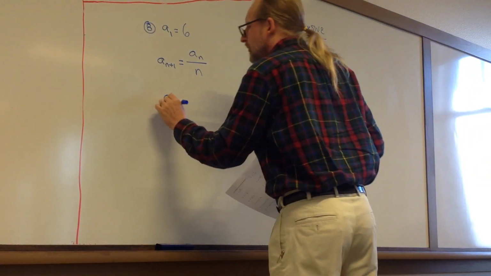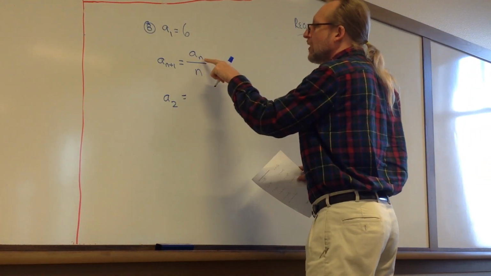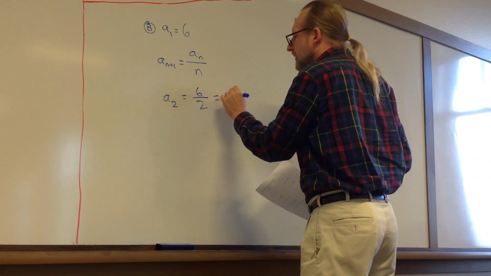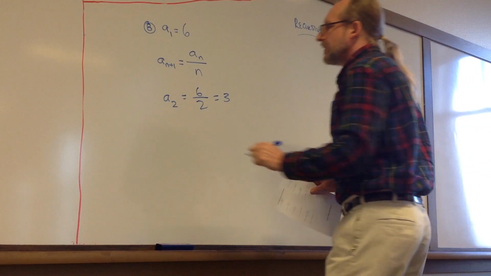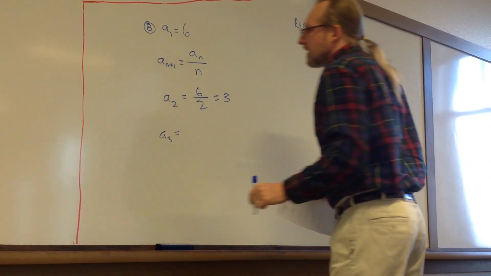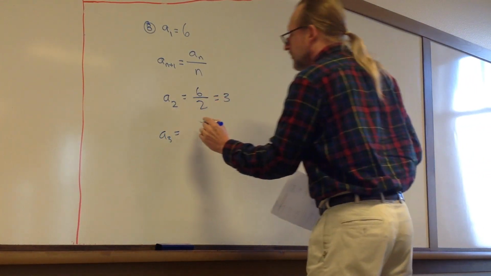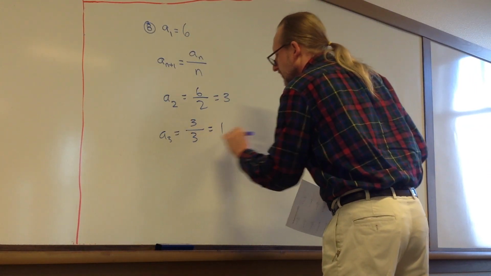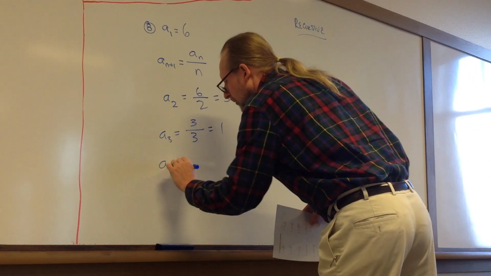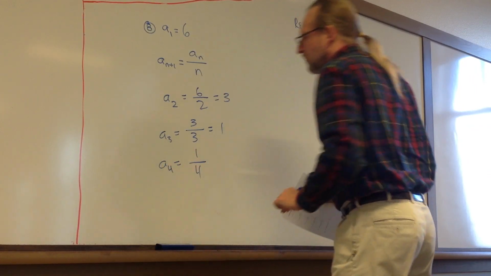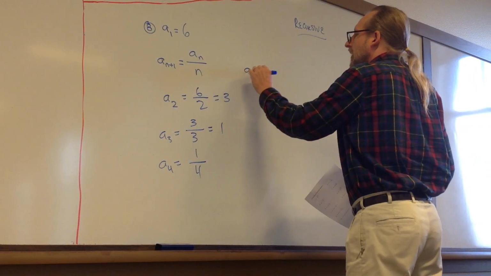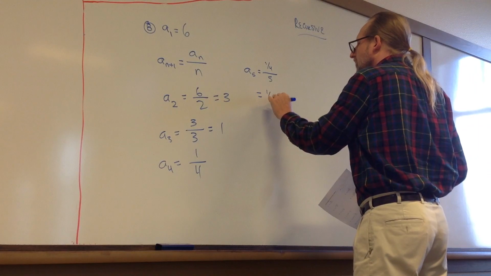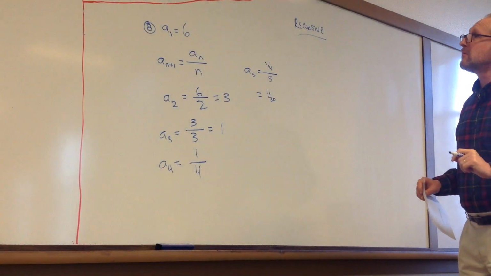So if we want A2, then we go back to A1. That's the numerator. The value of n is the denominator, and so that comes out to be 3. A3 is going to have A2 as the numerator, and then the value of n as the denominator. And so we'll just keep going like this. That'll be 1/4. And then a sub 5 will have 1/4 on top, a 5 on the bottom, and so that comes out as 1/20.